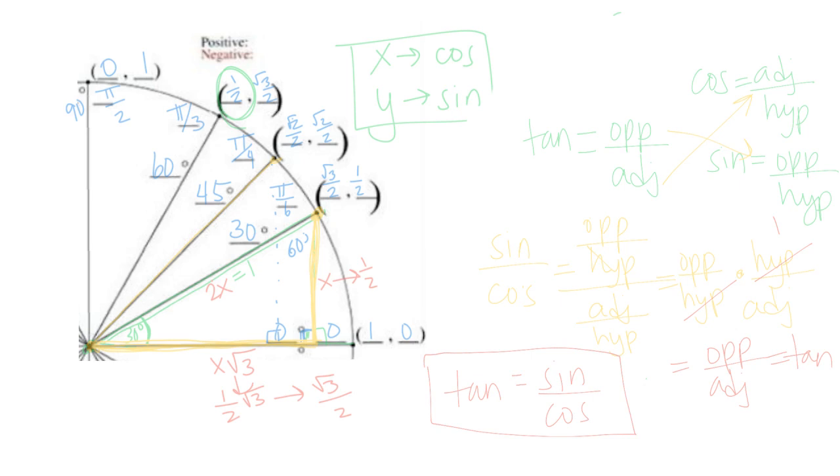So when I want to find tangent of a specific angle, I can still use the unit circle. What I'm going to do is take the sine, or the y coordinate, of that specific angle's terminal point, and divide it by the x value, or the cosine, of that specific angle's terminal point. So let me give you an example.